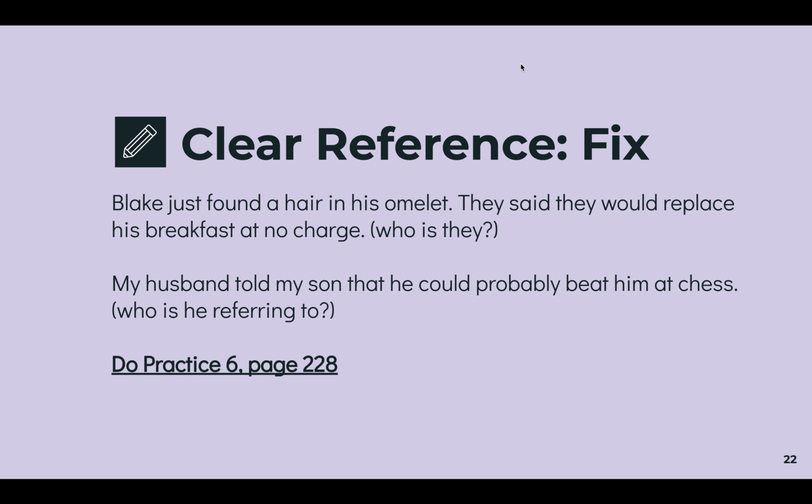Blake just found a hair in his omelet. They said they would replace his breakfast at no charge. Who is they? The store owners, the store manager, the waitress, the waiter? It's not made clear. So be specific when you are writing your sentences. My husband told my son that he could probably beat him at chess. Well, who was he referring to? Did the husband mean that he, the husband, was going to whoop on his son in chess? Or did he mean that the son is this super genius chess kid and is going to beat his dad in chess? The sentence does not make that clear.